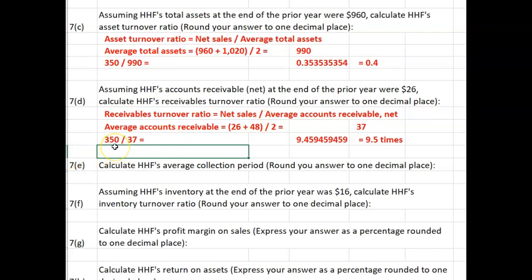Net sales of $350,000 divided by $37,000 equals 9.4594, etc. And that rounds to a turnover of receivables of 9.5 times during the year. That's a little slower than turning your receivables or collecting them within 30 days or 1 month. It's not a bad collection time.